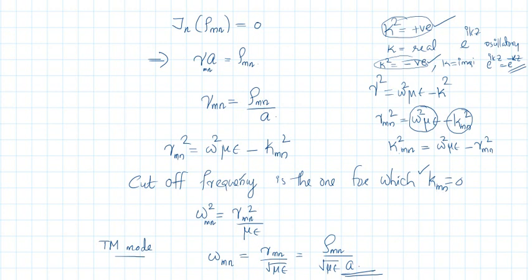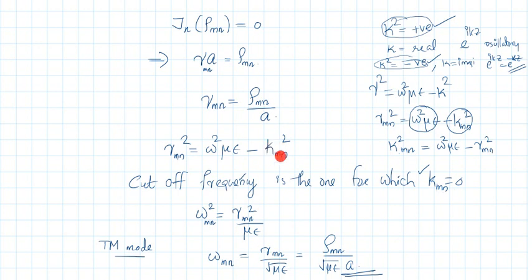Below the cutoff frequency only you have... Okay. So if k square is positive, you will get oscillatory solution. If k square is negative, you will get cutoff solution or evanescent modes. So the boundary is k equal to 0. So the cutoff frequency is the one for which k is equal to 0.